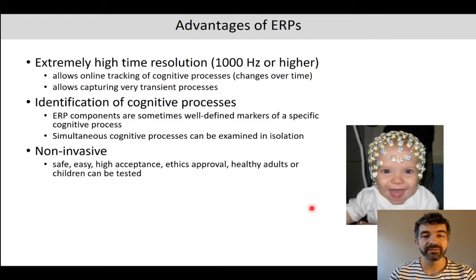It's also non-invasive, so kids stay happy if you record EEG from their scalp. And it's also easy to get ethics approval because of that. You can use it for healthy adults, for children, for patients. So a wide range of use. And the acceptance is also usually very high. One slight disadvantage in terms of the acceptance is sometimes that you have some gel remains in your hair, and you need to wash your hair to get rid of it. But apart from that, the acceptance is generally high.